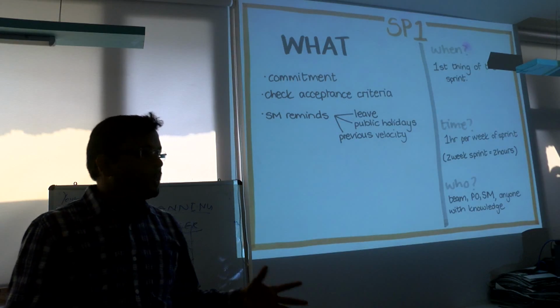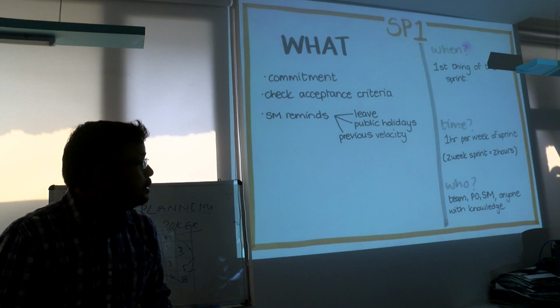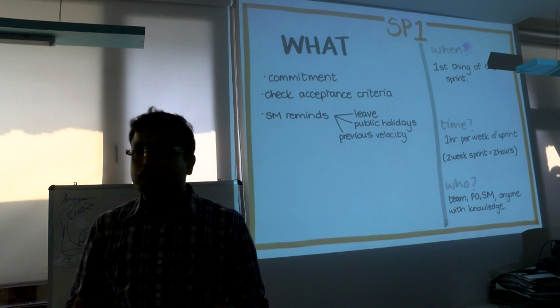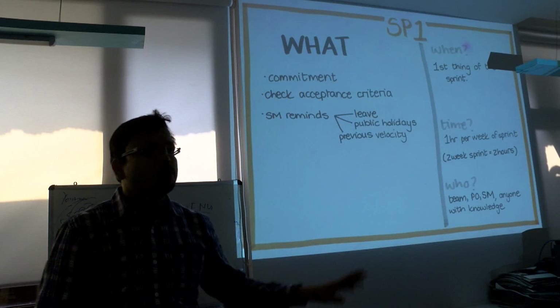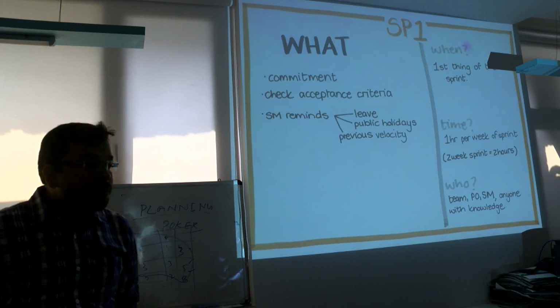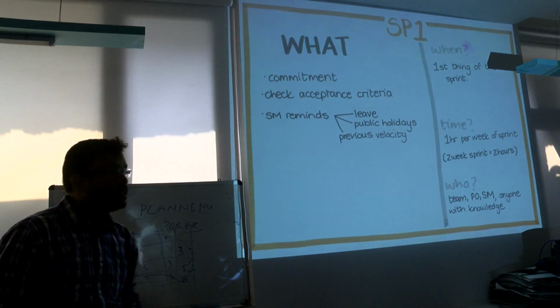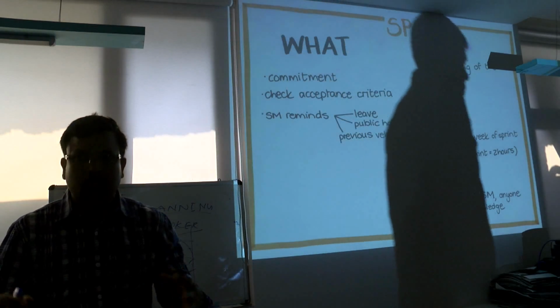In sprint planning, there are two phases. We generally say sprint planning 1 and sprint planning 2. So here is sprint planning 1. What do we need to do in sprint planning 1? If you see the what section, the first is the commitment, which is how the process starts.